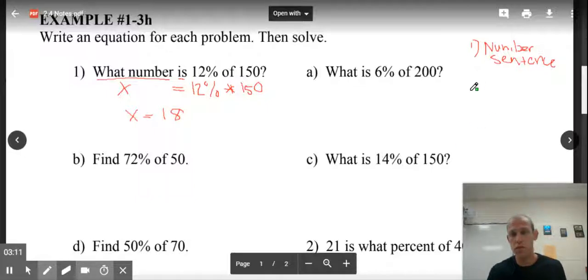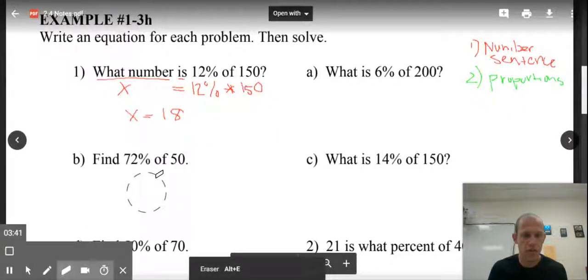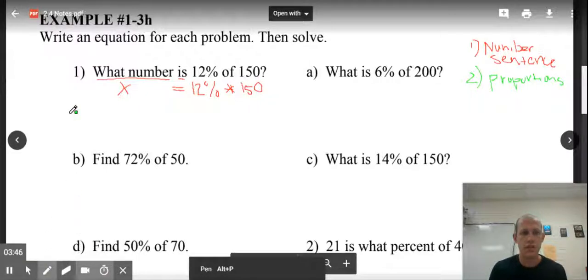Method number two is the one that I would like us to practice more, at least with the setup part, because I think that is helpful for later on in math too. So this is called the cross multiply and divide method, or proportions. Okay. So I'm going to erase this answer just so I have some more room. We should still get the answer of 18 when we're all done with this.